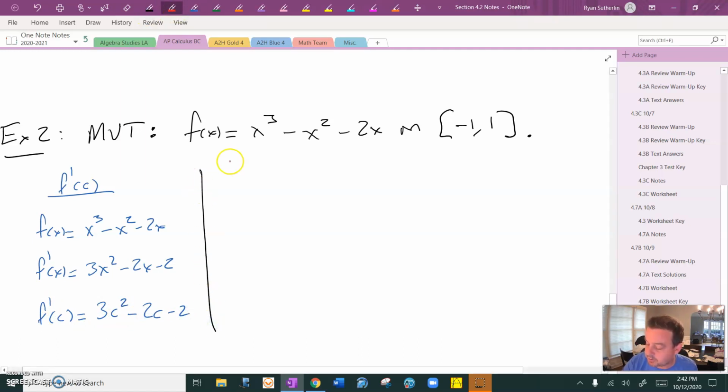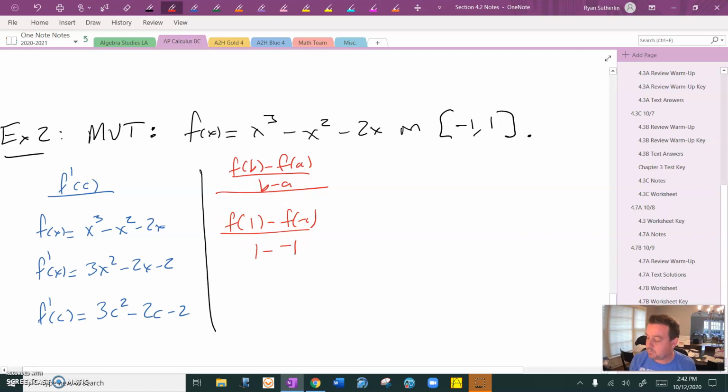All right, average rate of change, f of b minus f of a, really just finding the slope between the endpoints. So for this one, we would have f of 1 minus f of negative 1 over 1 minus negative 1. f of 1 is negative 2. f of negative 1 is 0, over 2. So I think we get negative 1 for the average rate of change.